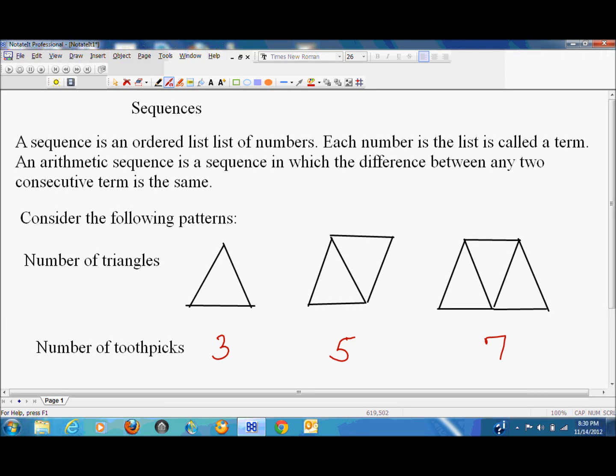Well, welcome back to Rocking Math and a lesson on pre-algebra. Today we will talk about sequences.